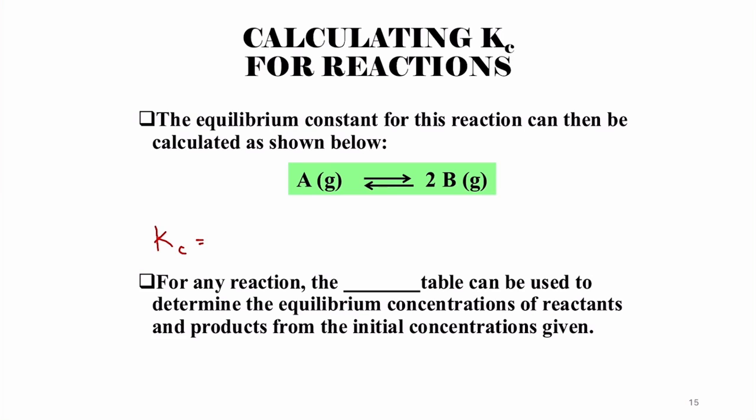What's the general expression for the equilibrium constant in terms of products and reactants? We have our concentration of products over the concentration of reactants, and each of them is raised to its stoichiometric coefficient. This can be multiple products or reactants, and they get multiplied together. So for this reaction specifically, A and B molecules, what is that equal to?